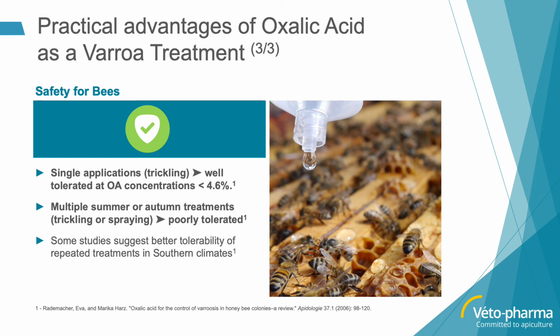Finally, oxalic acid treatments are well tolerated by bees if applied correctly. Single applications by trickling of up to 4.6% oxalic acid dihydrate solutions are well tolerated. Multiple summer or autumn applications by trickling or spraying should be avoided, as they are poorly tolerated by the bees. Some studies suggest that repeated applications may be better tolerated in warmer climates.